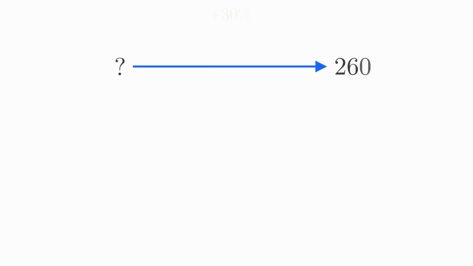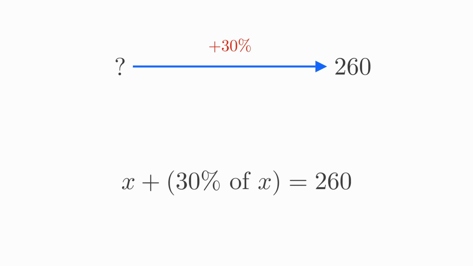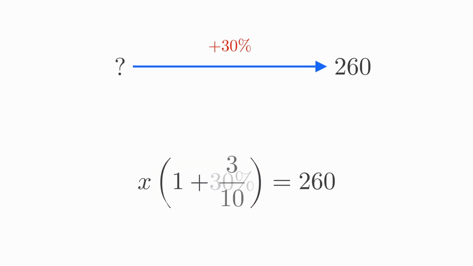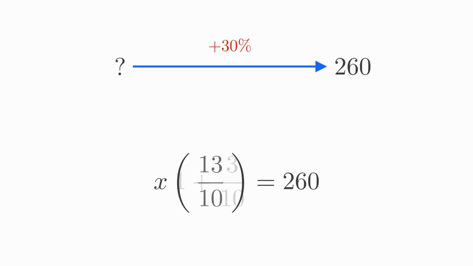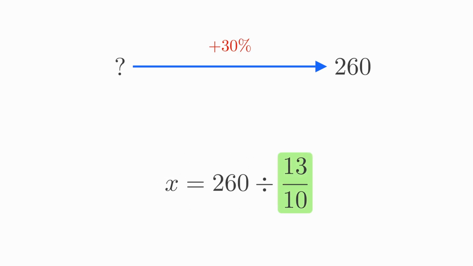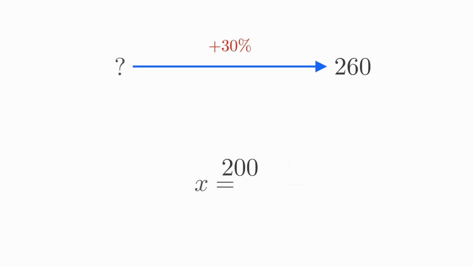Let's say there was some number that is increased by 30% to get 260. Now let that number be x. We take x common, and this is again the multiplication factor, which is 1 plus 3 by 10, which is 13 by 10. Now you see that the final value is divided by this multiplication factor to get the initial value. And from fractions, we know how to divide using fractions. It reciprocates. So this comes out to be 200.